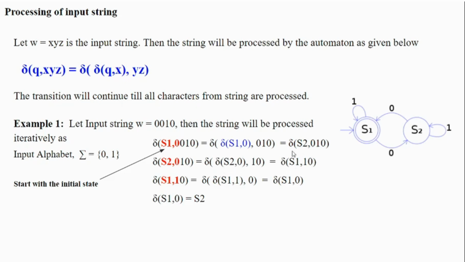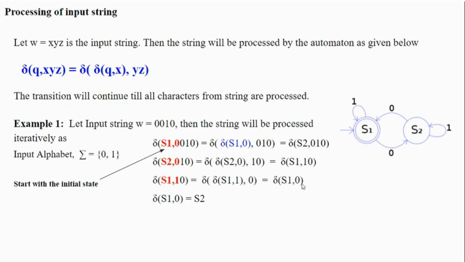Now you have to extend it again. It is written here: S1 on 1. S1 on 1 goes to S1 itself, so you will have S1 here. I am repeating: when this transition function is extended, it is written as delta S1 on input 1, and now 0 is left here. S1 on 1 is S1 itself. Where do you find S1 on 1? From this state transition diagram.